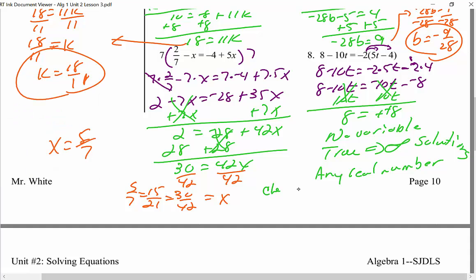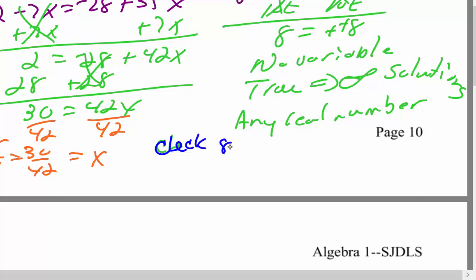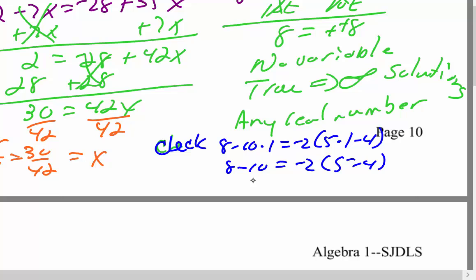Whoops, check blue. So here we go. I'm going to pick the number 1 and plug it in. So 8 minus 10 times 1 equals negative 2 times 5 times 1 minus 4. Let's see. That's 8 minus 10 equals negative 2 times 5 times 1, which is 5, minus 4. 8 minus 10 is negative 2. 5 minus 4 is 1, negative 2, it works.